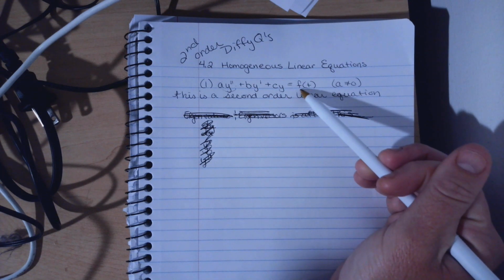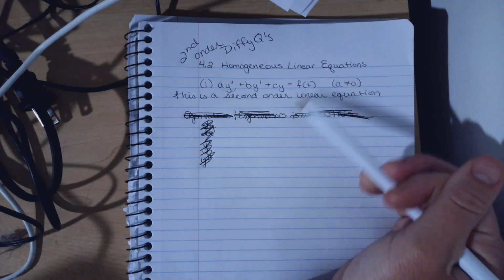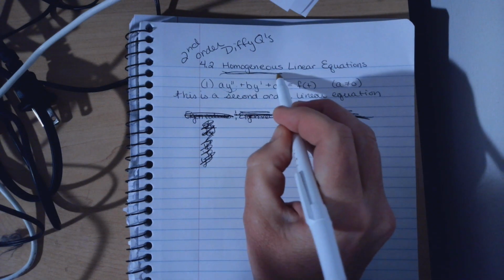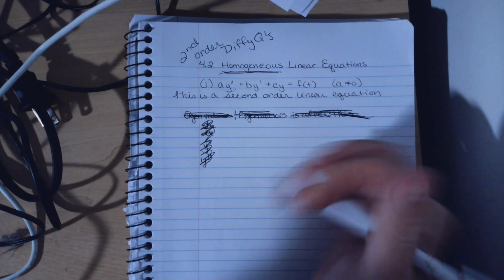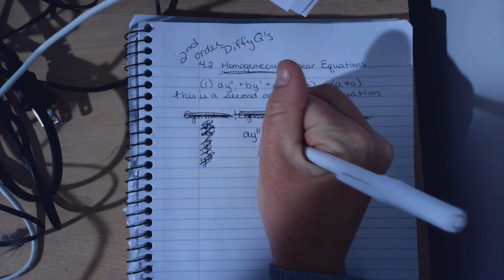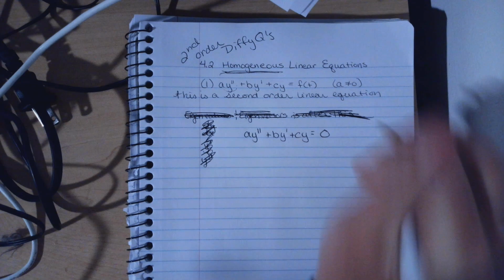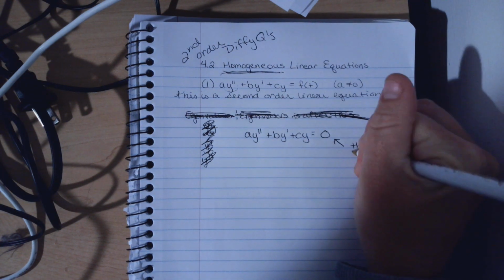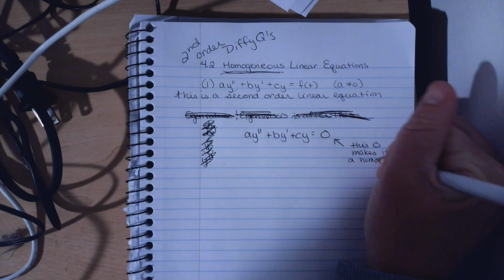And in this instance over here, you might have some function. But when we're talking about homogeneous equations, I don't know how it's pronounced, the right-hand side is always going to be equal to 0. So we're always going to have a y double prime plus b y prime plus c y equals 0 on the right-hand side, okay? So this 0 makes it homogeneous.